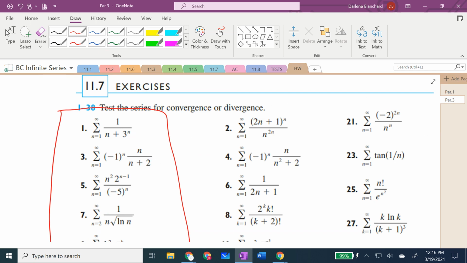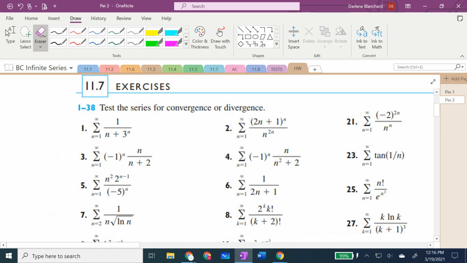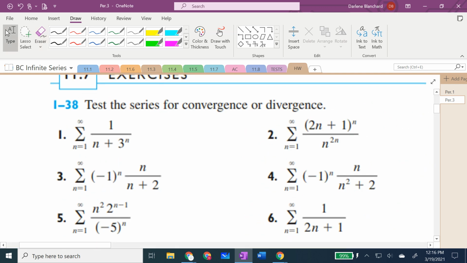So here we go. We're going to look at these odd problems one at a time and discuss what test to use. I'll ask you if you want to see the details, and you can tell me in chat. Number 1, look at that addition. That screams comparison test because of that addition right there.